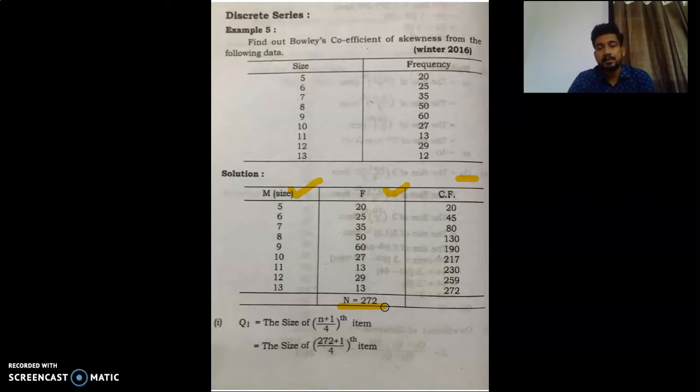Now the first thing that we have to calculate, because the requirement of Bowley's coefficient of skewness is Q1, the first quartile, then Q3, the third quartile, and the median. After calculating those three items, we can use Bowley's coefficient of skewness formula, and then we will have the final answer. The first thing to prepare is Q1 equals the size of (n plus 1) divided by 4th item. We already calculated n equals 272. So 272 plus 1 divided by 4th item.